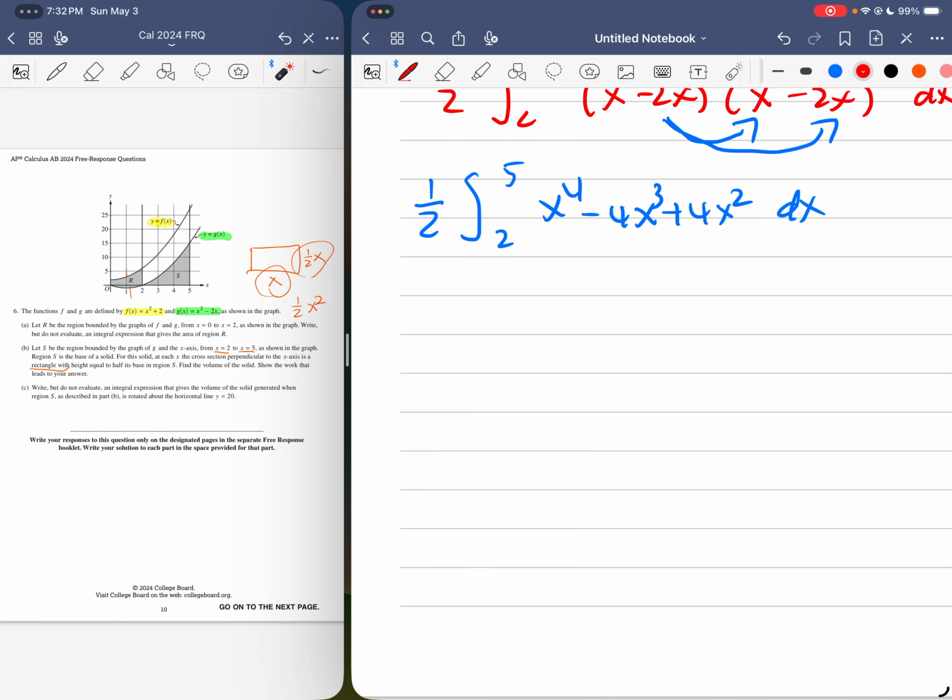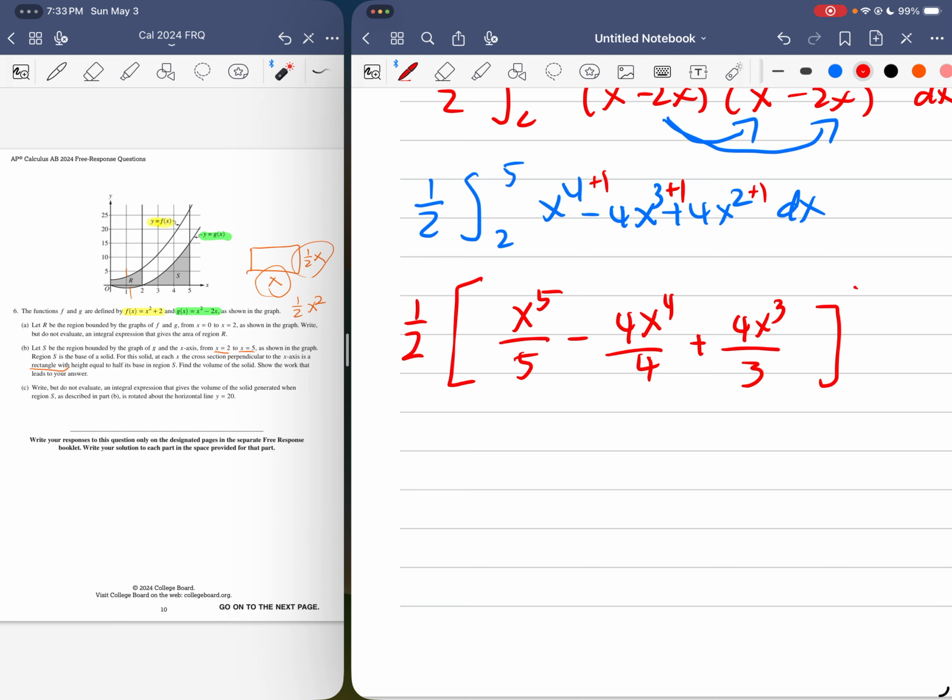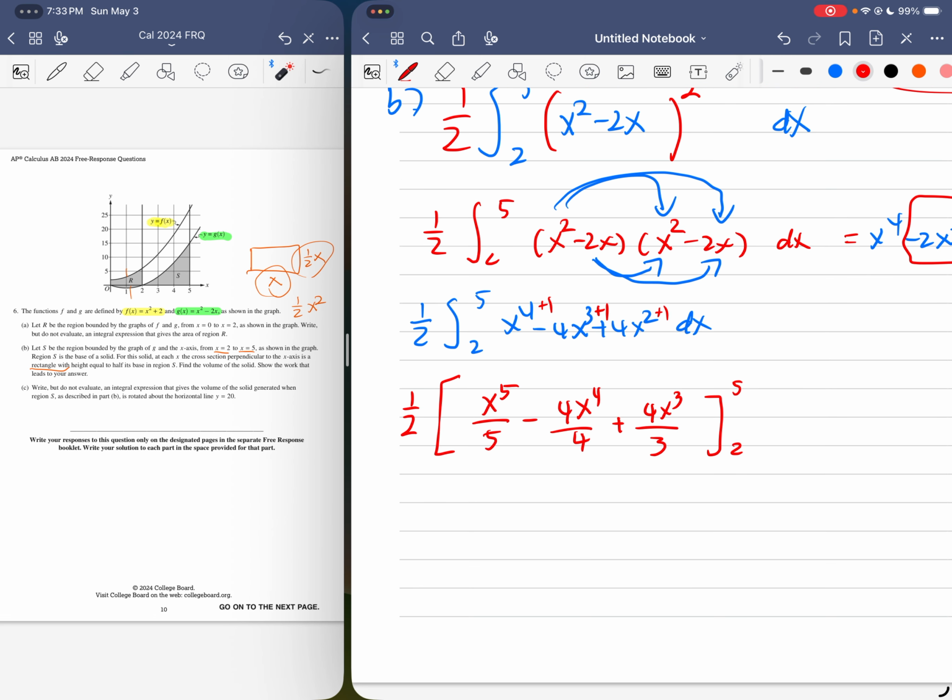All right, let's take an antiderivative. So I'm going to write 1/2, x to the 5th power over 5 (plus 1) minus 4x to the 4th power over 4, which 4 will cancel out, plus 4x to the 3rd power over 3, from 2 to 5. When you actually evaluate it, by the way, I'm going to cross that out. Well, if you want to simplify, go ahead. The minimum requirement is that you have to do it until here.